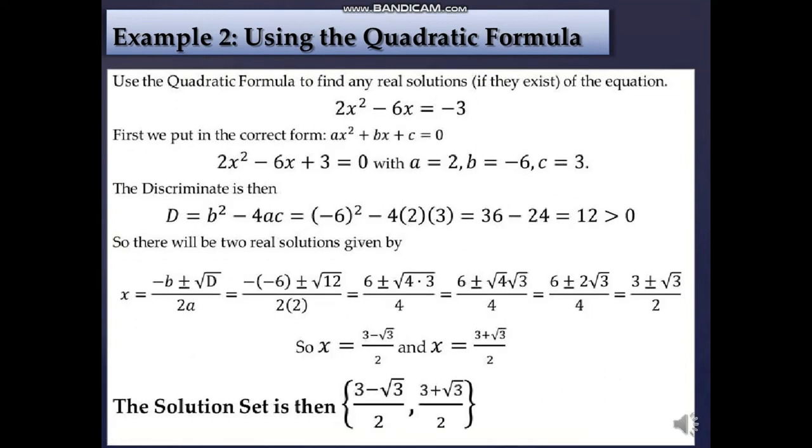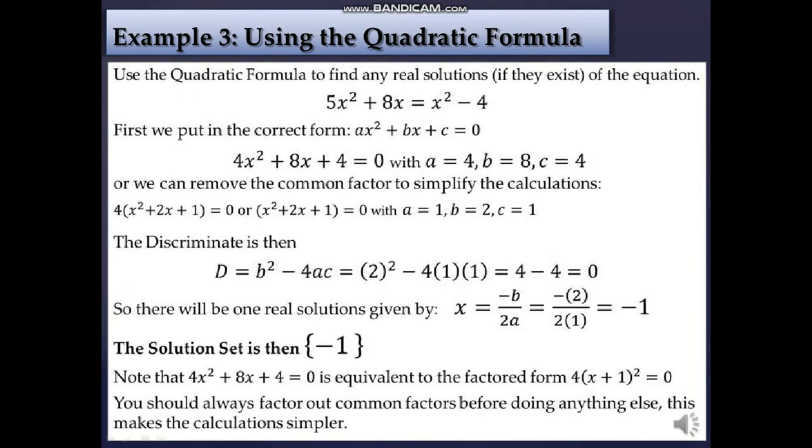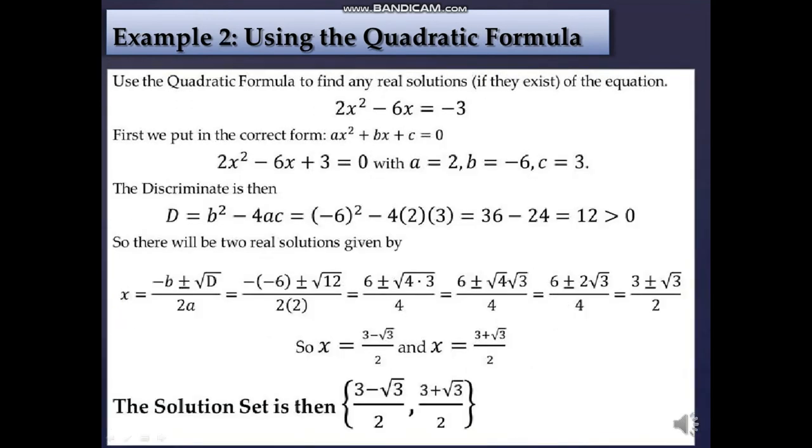Example number 2. Use the quadratic formula to find any real solutions of the equation 2x square minus 6x is equal to minus 3. First of all, we will convert this equation to the standard form. That will give the value of a, b and c. Then we determine the discriminant D equals b square minus 4ac, that will give us 12, that is greater than 0. So there will be two real solutions because the discriminant is greater than 0. So after solving we will get 3 minus under root 3 over 2, 3 plus under root 3 over 2. The solution set is this.